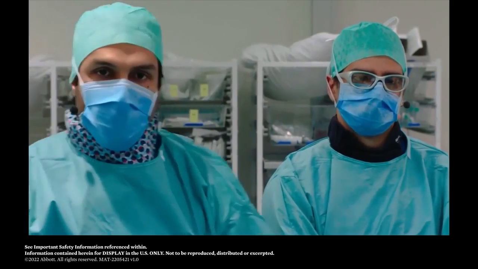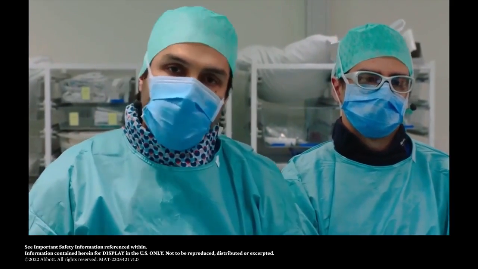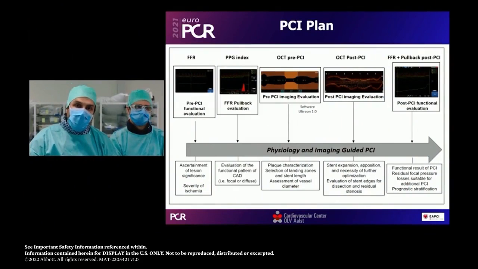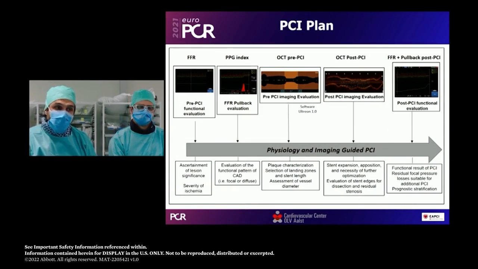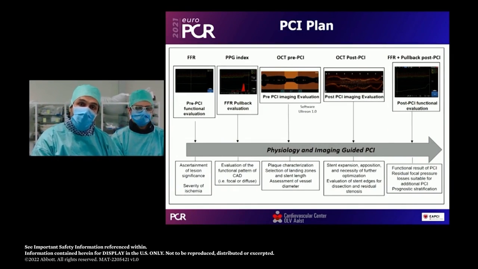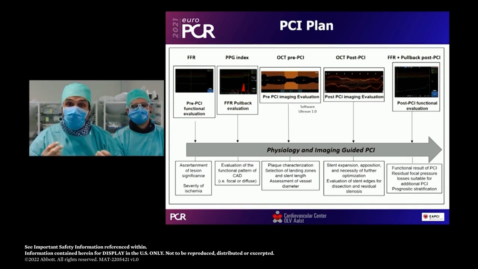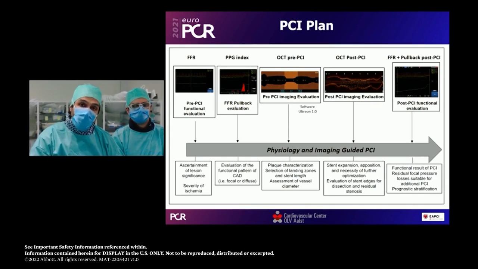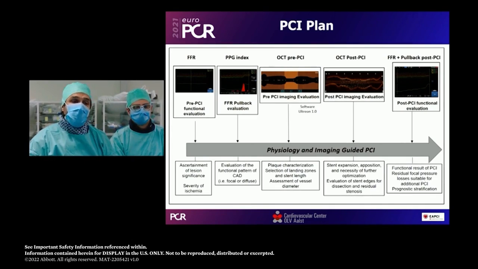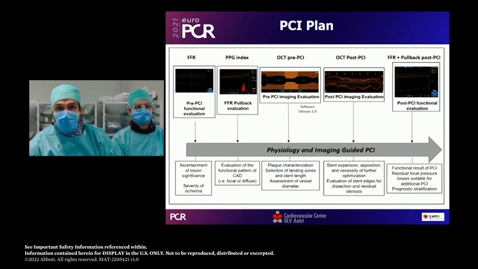Okay, thank you, Giuseppe, for presenting the case. So what is the plan for today? We plan to do a fully imaging and physiology-guided PCI. We're going to start by measuring, of course, distal FFR. We're going to complement the single-point FFR with a pullback and the calculation of the PPG to understand the pattern and help us guide the PCI strategy. Then we're going to understand the morphology of the plaque by doing an OCT pre-PCI. We're going to implant our stent, and then we're going to check the result of our stent by a post-PCI OCT. And finally, we will do a post-PCI FFR with a pullback to understand the degree of functional revascularization.